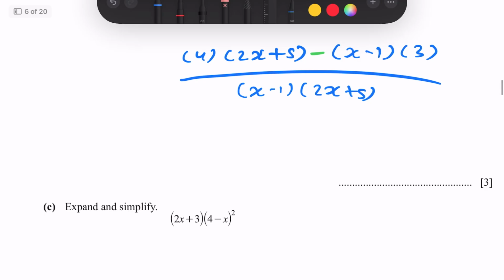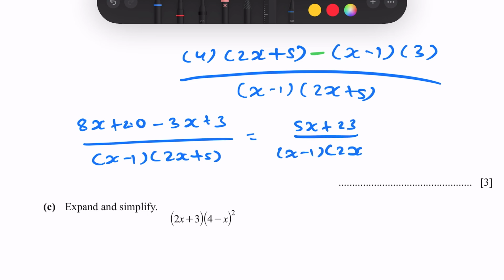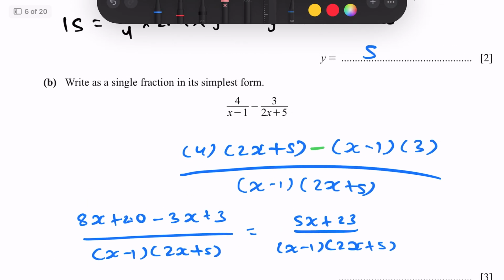So in this case 4 times 2x is equal to 8x, 4 times 5 is equal to 20, and this is subtracted by 3 times x, which is minus 3x, and it's also subtracted by 3 times negative 1, which is equal to positive 3. And we divide this by x minus 1 times 2x plus 5. Now this is equal to 5x plus 23 divided by x minus 1 and 2x plus 5. Since it cannot be simplified any further, I'm going to write this as our final answer.